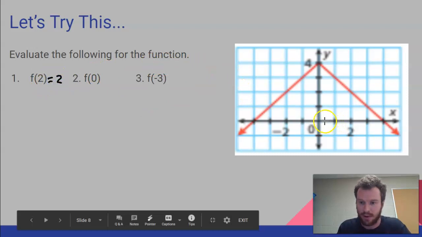I'll do the same thing for f of 0. I'm going to look at 0 on the x-axis, so right here, and then I'm finding the y value on that graph. So going up to the graph, when x is 0, the y value is 4. Doing the same thing for f of negative 3. So finding negative 3 on the graph, so here's negative 1, negative 2, negative 3. Going up to the graph, the y value, the output value, is 1. So when x is negative 3, when the input is negative 3, the output is 1.